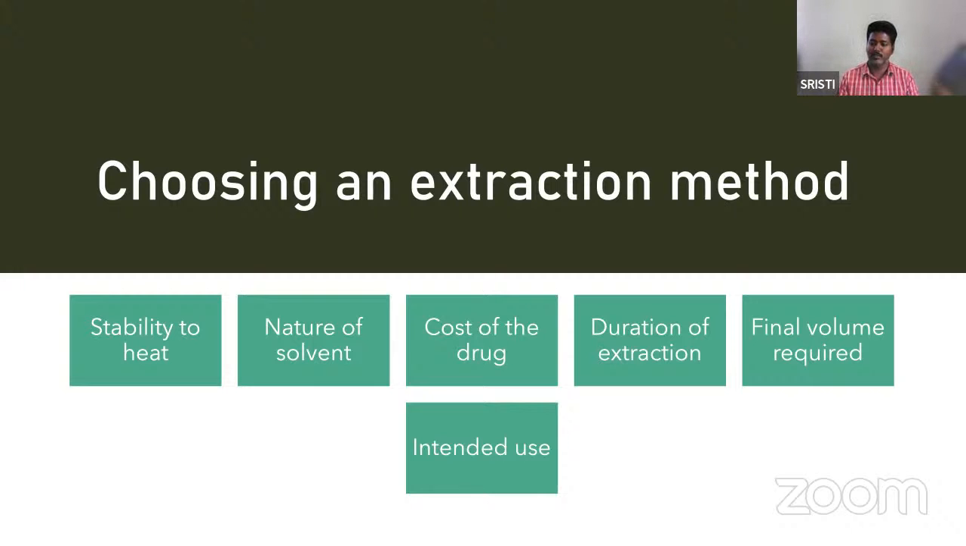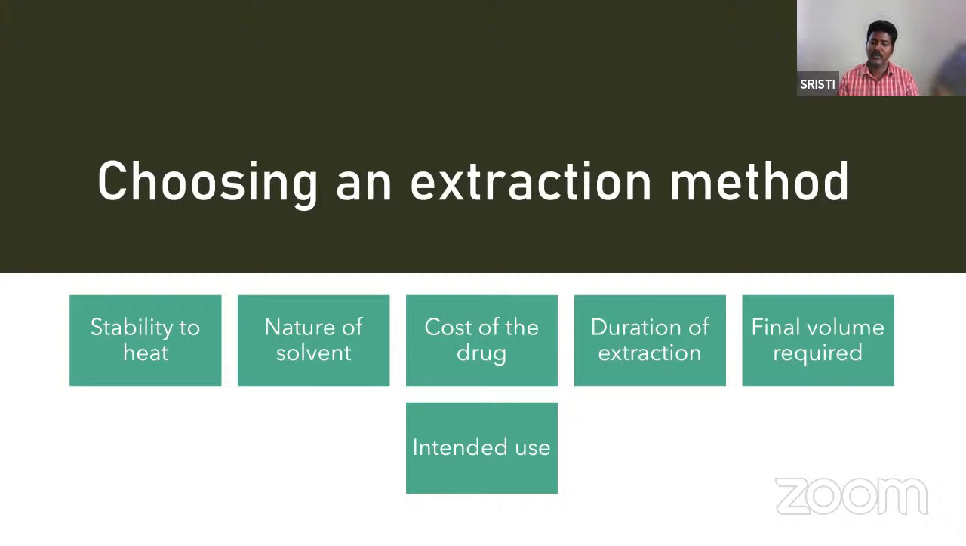Mostly the solvent should be non-toxic and non-inflammable. If it is toxic and inflammable, then you need to choose a different solvent carefully. And then the cost of the drug. If you are preparing a crude drug, you can simply go for the maceration technique, where a smaller amount of solvent is used.